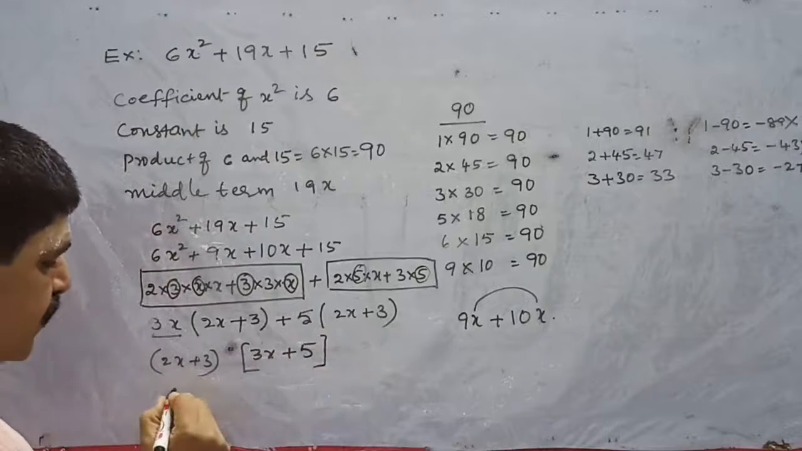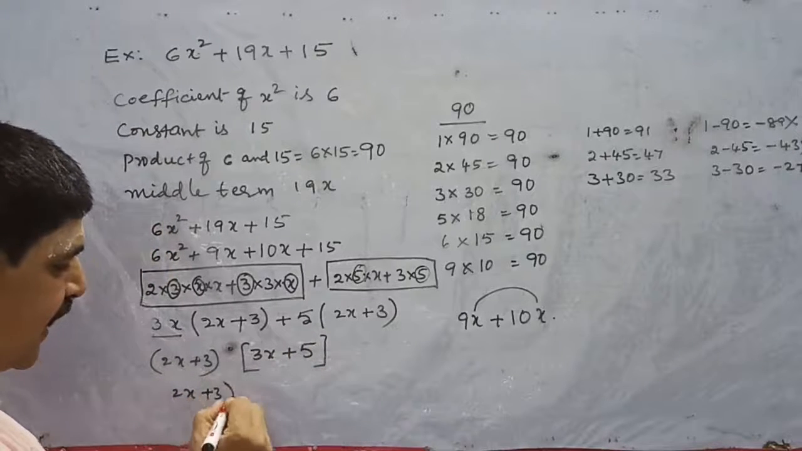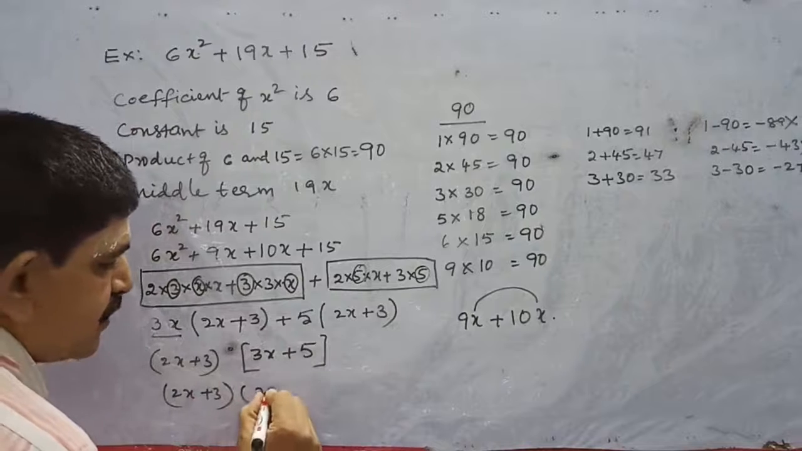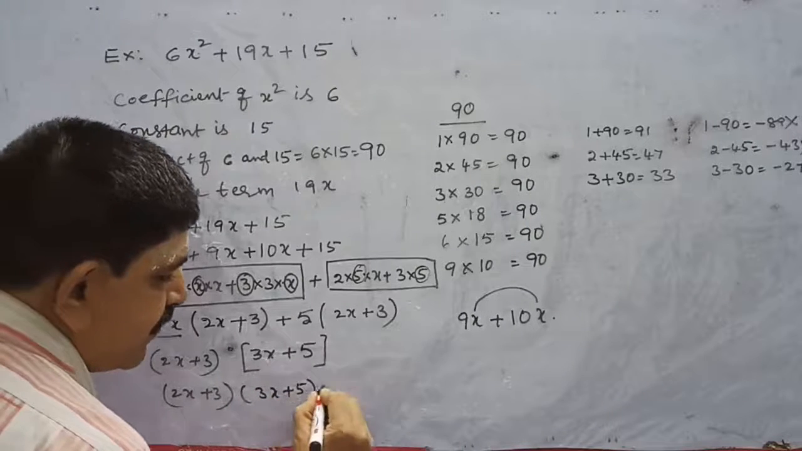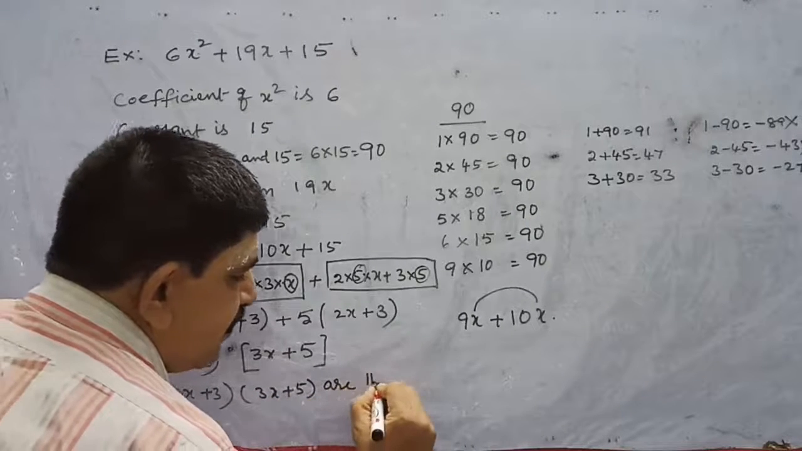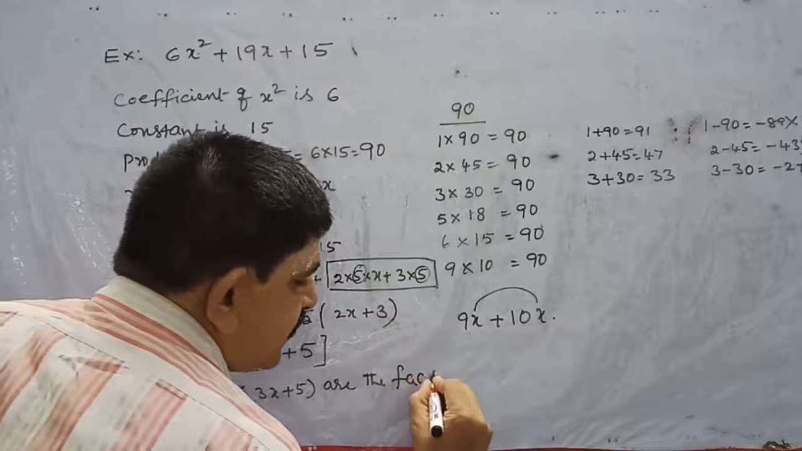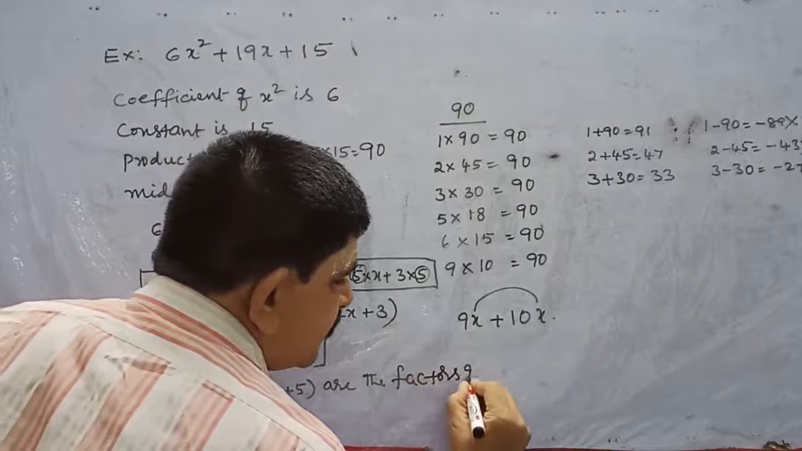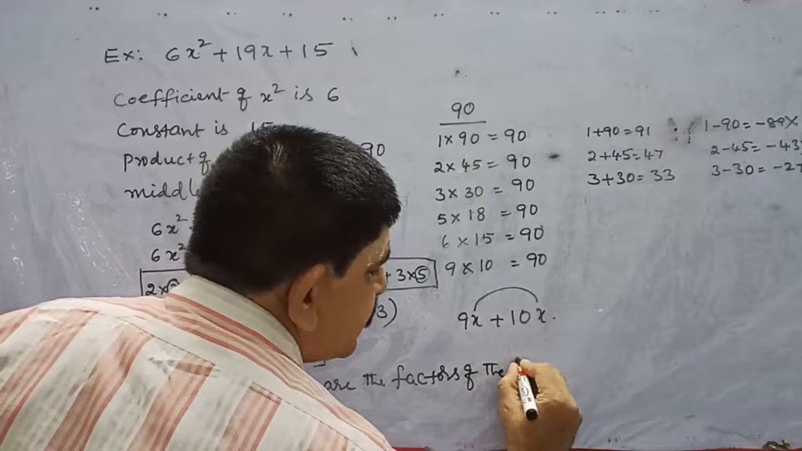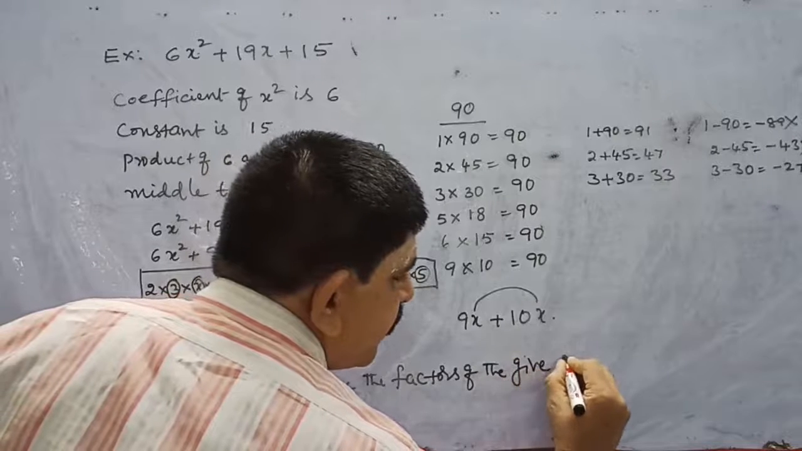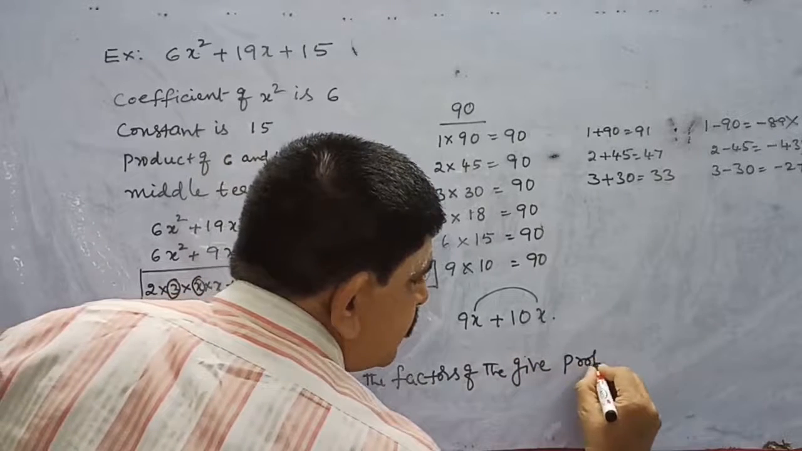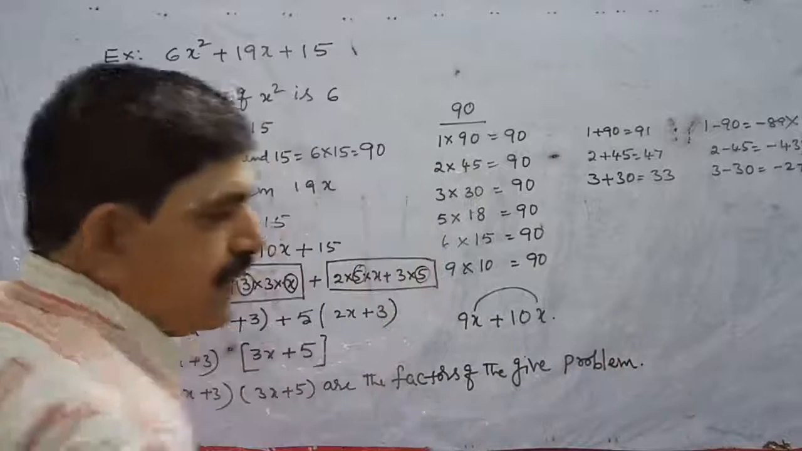Now 2x plus 3 and 3x plus 5 are the factors of the given problem. Okay, right?